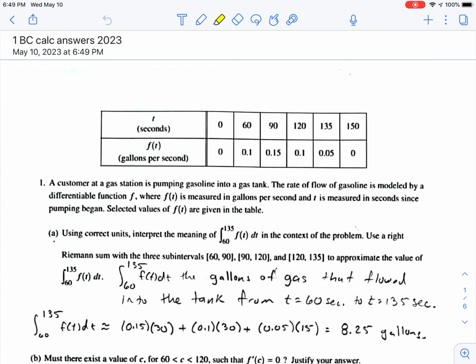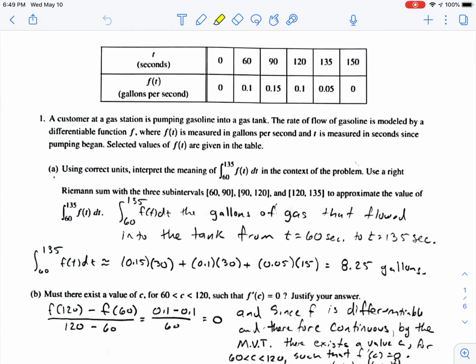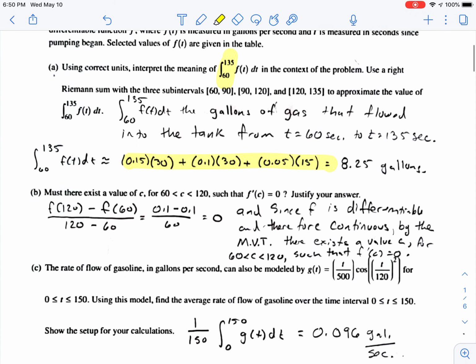Question number one is a Riemann sum question, a table question, asking us for the meaning of this integral. The meaning is the number of gallons of gas that flowed into the tank from time 60 seconds to 130. The only thing that's tricky here is making sure you just did 60 to 135 and calculate the Riemann sum as shown. You don't even have to actually multiply it out if you don't want to.